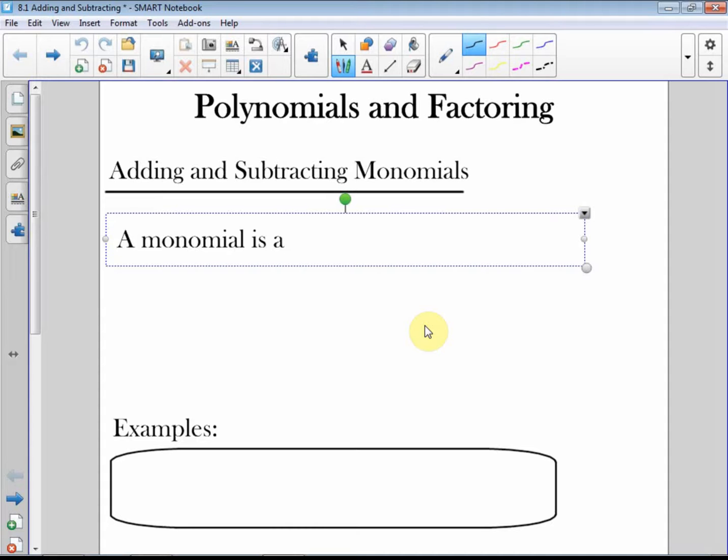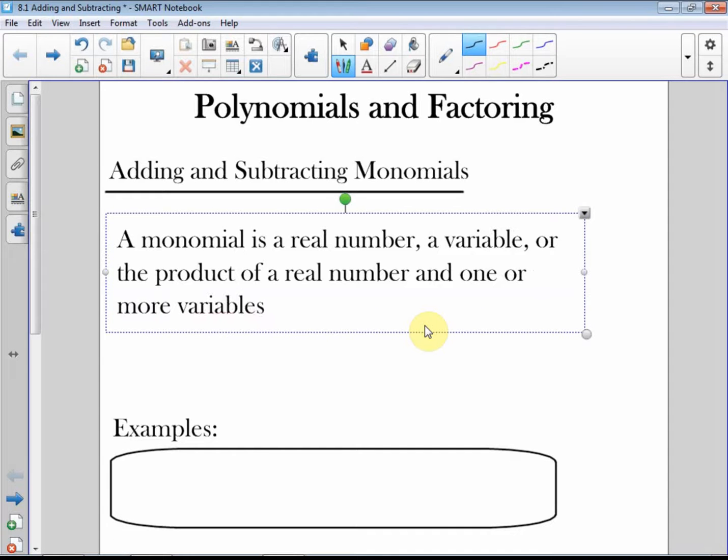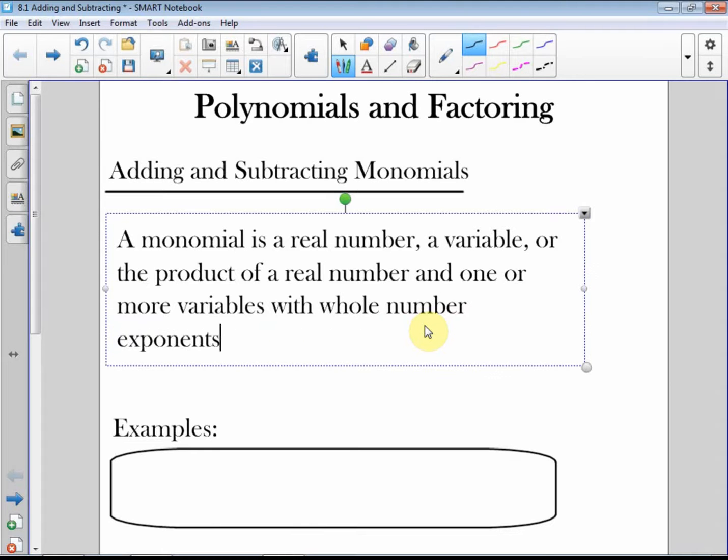Well, we need to know what a monomial is. A monomial is a real number, a variable, or the product of a real number and one or more variables with whole number exponents. Basically, what that whole paragraph is saying is that monomials are one term.